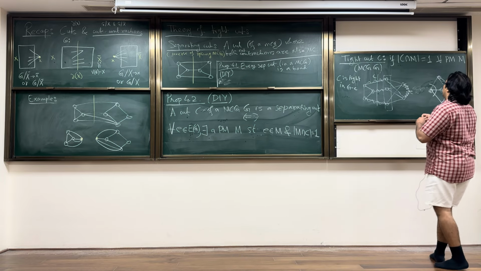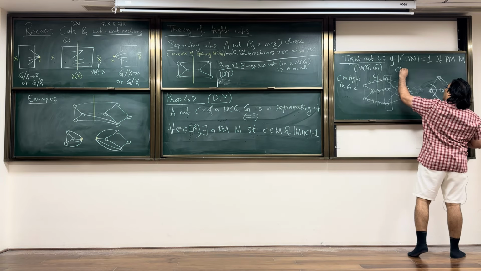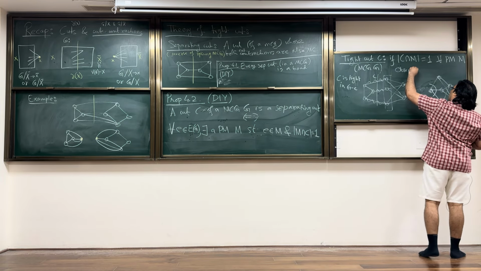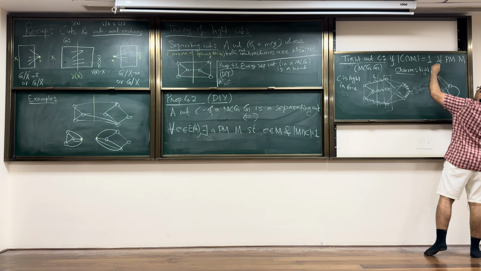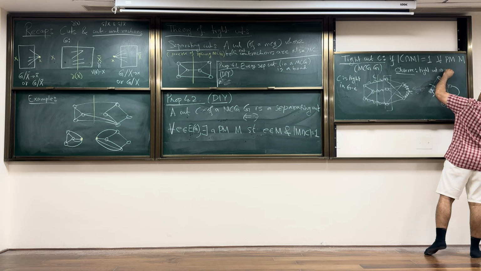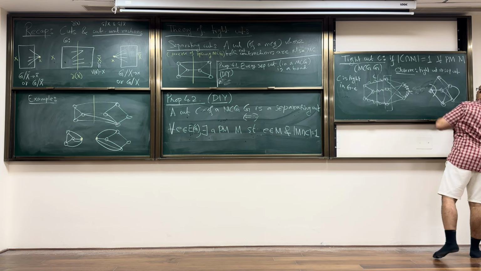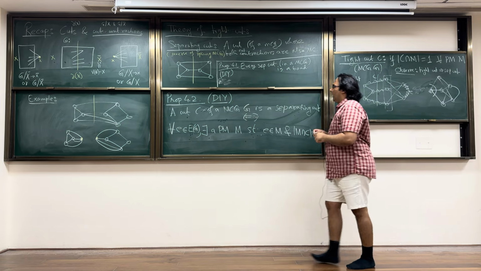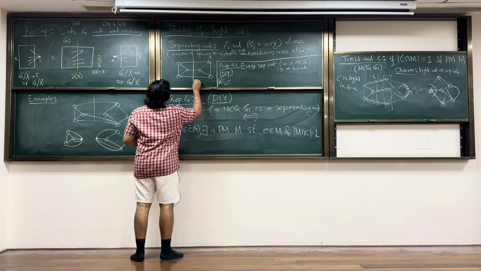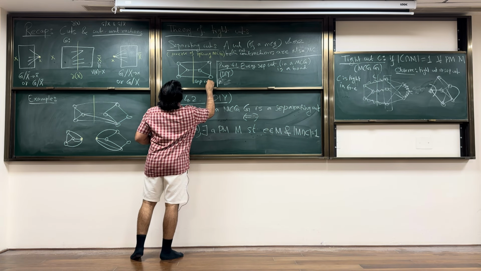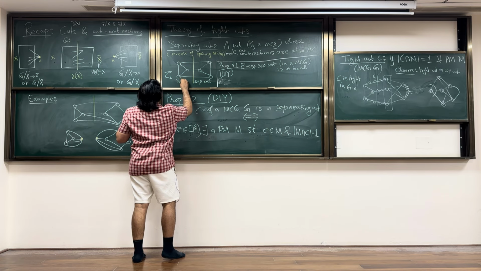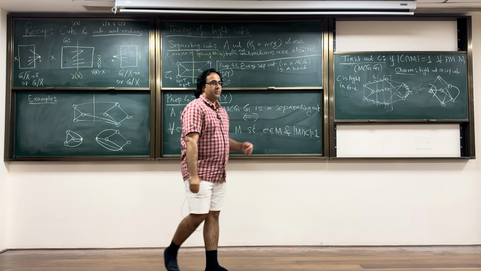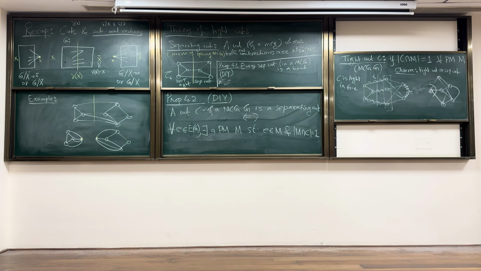And tight cuts here, and observe that every tight cut is a separating cut. But the converse is not true, and for that this is the classic example. Here is a separating cut in the triangular prism that is not tight. Another example is, take the Petersen graph.